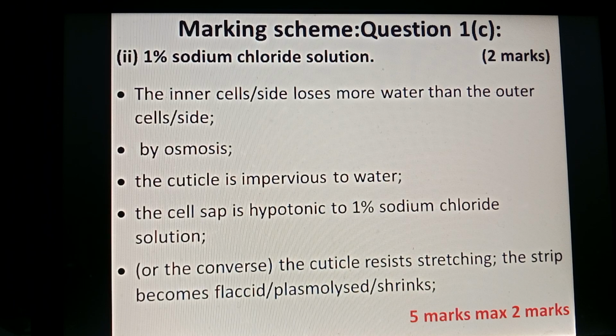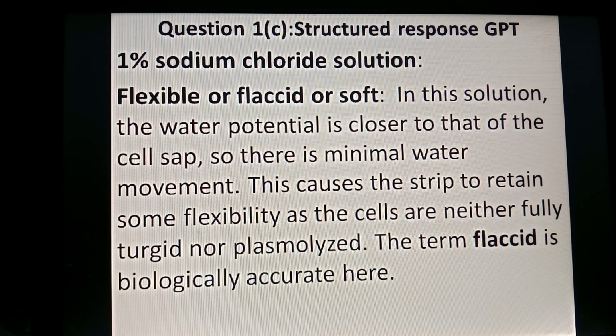The cell sap is hypotonic to 1% sodium chloride solution, a tick. The cuticle resists stretching. The strip becomes flaccid, or the strip is plasmolyzed, or the strip shrinks, a tick. 5 marks, maximum 2 marks. You can also put it this way. In this solution, the water potential is closer to that of the cell sap, so there is minimal water movement. This causes the strip to retain some flexibility as the cells are neither fully turgid nor plasmolyzed. The term flaccid is biologically accurate here.